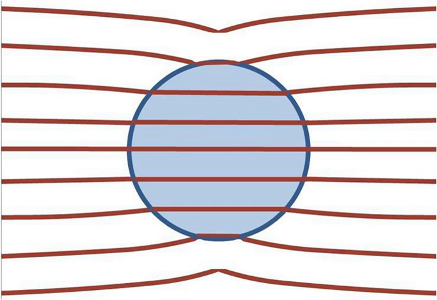Supposing the radius of the sphere is R, a = −3/(κ+2) E_∞ and c = (κ−1)/(κ+2) E_∞ R³.